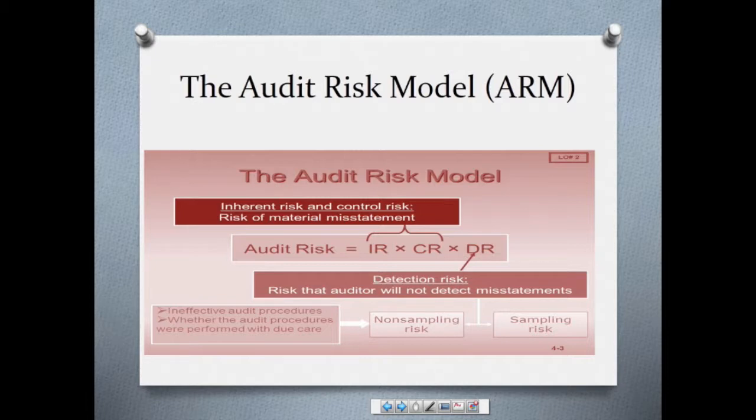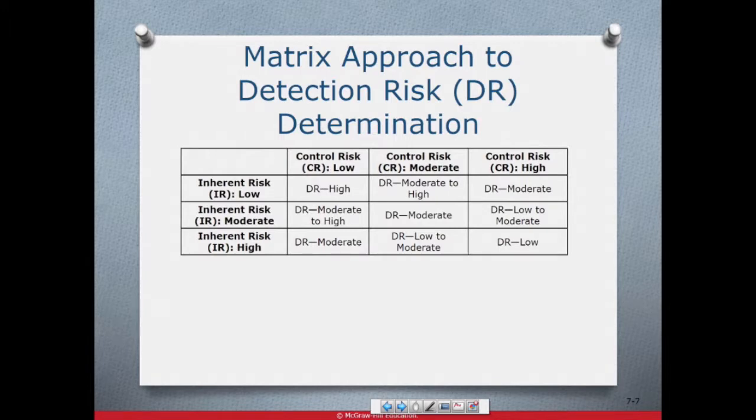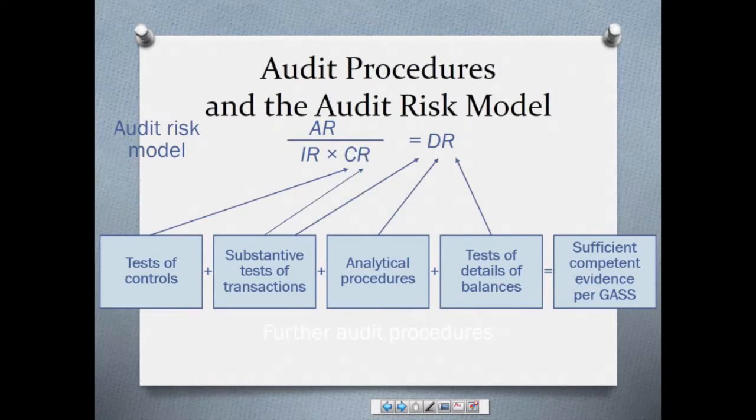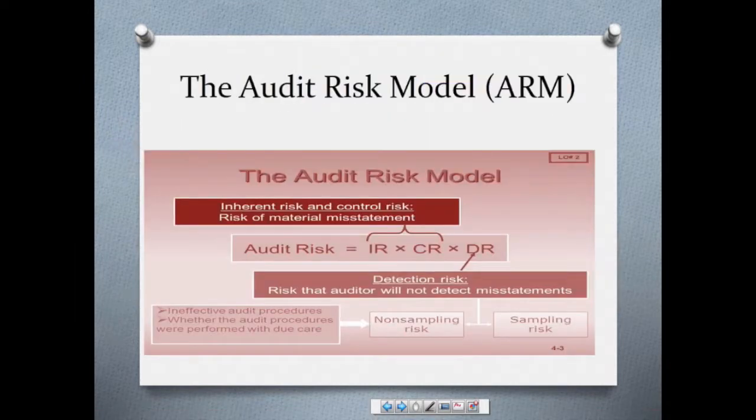If I say inherent risk and control risk, you should automatically know that I've just described the factors that make up the risk of material misstatement. So how does the risk of material misstatement, inherent risk and detection risk move, right? So if inherent risk is high, then detection risk is going to be lower, right?